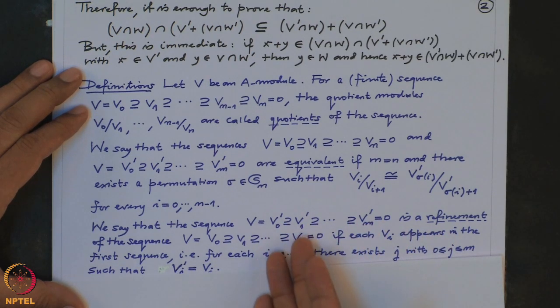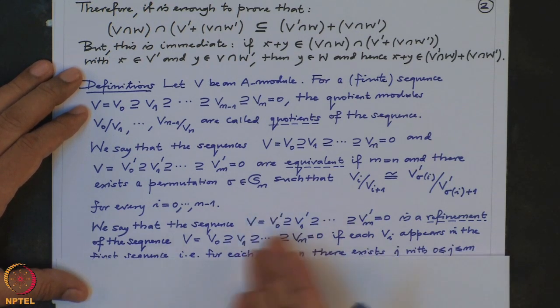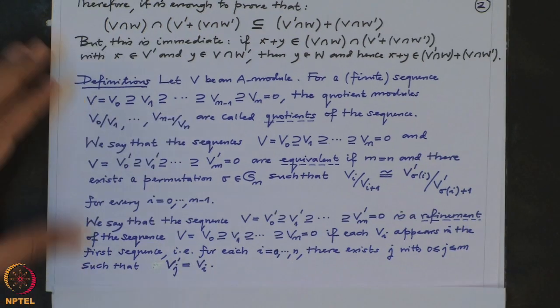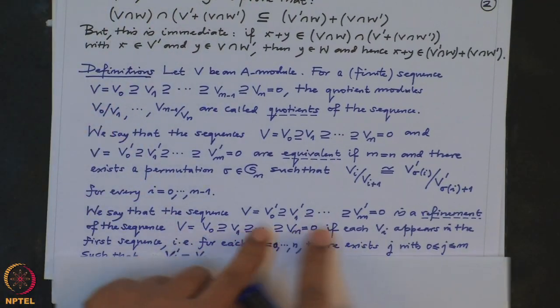In other words, this V prime sequence is obtained by inserting some more terms in the given sequence. Then we call it a refinement. That is what it is: all these Vi's appear in this sequence, then we call it a refinement.